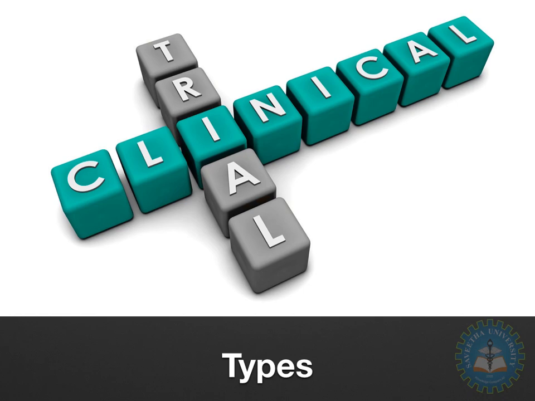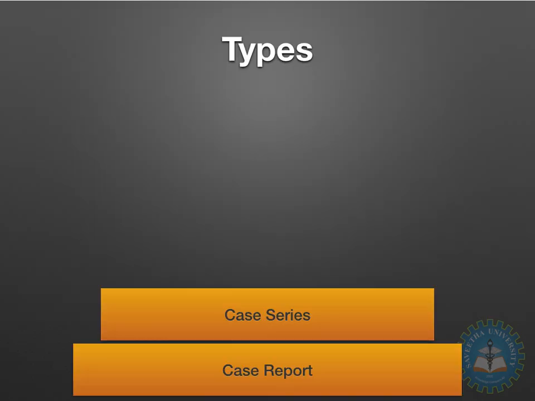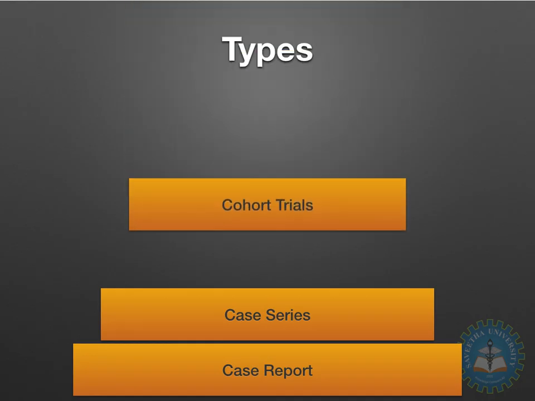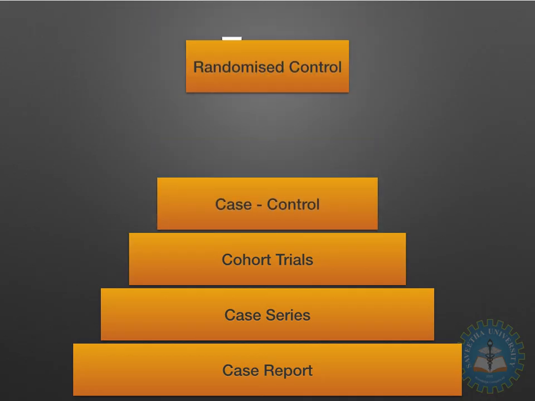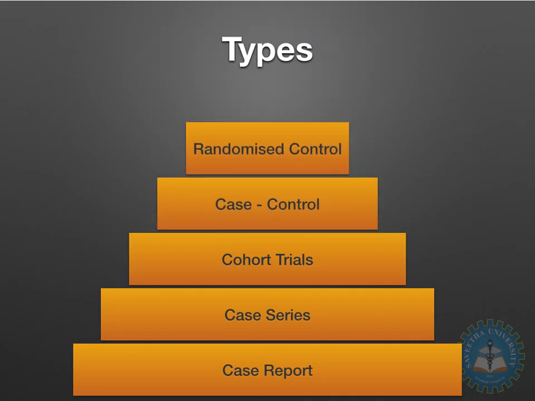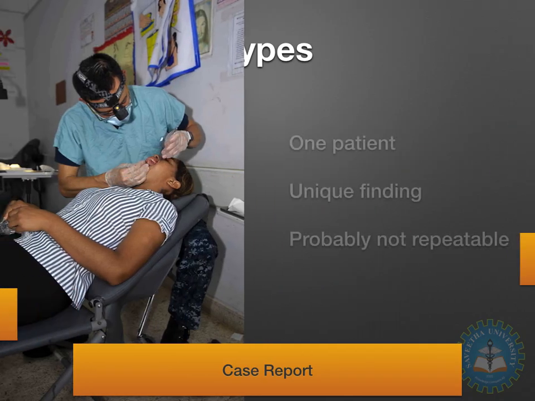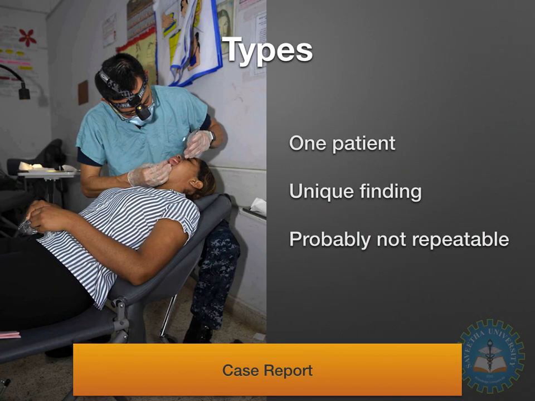Clinical trials are one of the most challenging types of research that can be done by any doctor. The types of clinical data we usually acquire from our patients include the case report, a case series, a cohort, a case control kind of trial, and last but not least, the randomized control trial. A case report is the data obtained from one patient. It's probably a unique finding and it's very rarely repeatable.